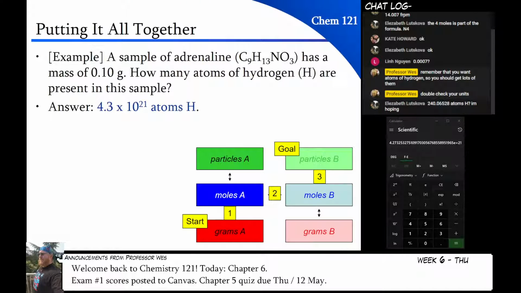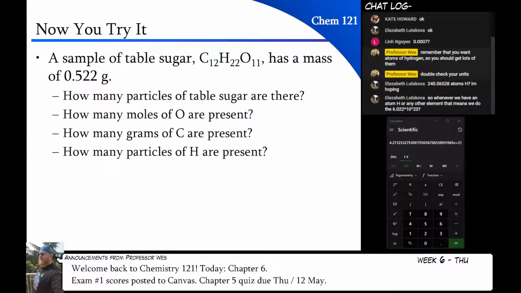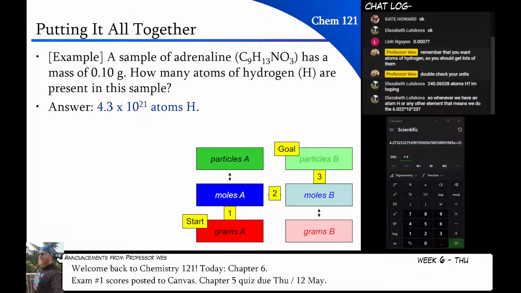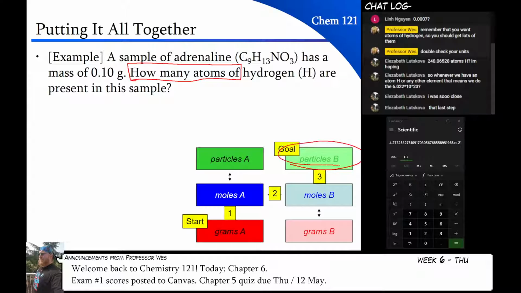All right. Now these are challenging, so I have tons of them for you to do. So here's table sugar, and I want you to answer all these questions that you can. So whenever we have an atom H or any other element, specifically what you're looking for is you want to be answering this question. How many atoms of this is what's telling you that, oh, okay, my answer should be here.